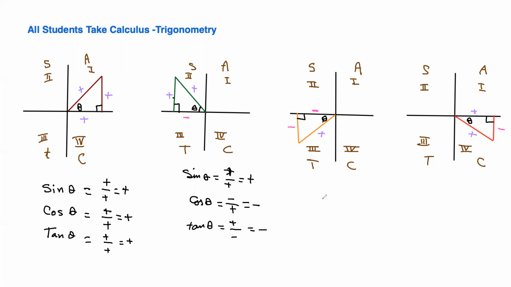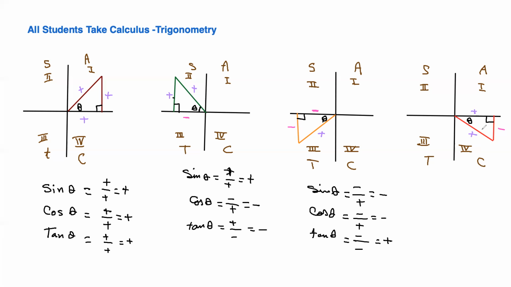Let's go into the third quadrant. Sine theta, cos theta, and tan theta. Sine, opposite over hypotenuse, negative over positive, gives you negative. The cosine is adjacent over hypotenuse, negative over positive. So that's negative over positive, gives you negative. The tangent is opposite over adjacent, negative over negative gives you positive, because negative divided by negative is positive.